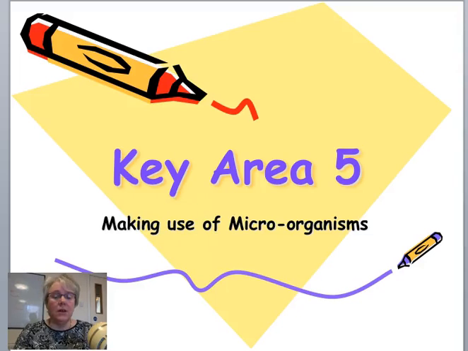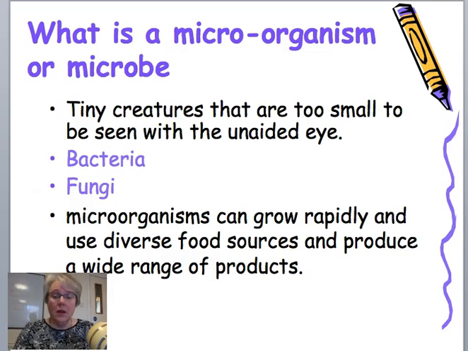Right, okay, we're going to have a look at this key area, which is making use of microorganisms. So this is key area 5 in your National 4 course. First of all, just having a look at what we mean by a microorganism or what we mean by a microbe, because sometimes we use that language as well. Well, we're talking about tiny organisms that are too small to be seen by the unaided eye, so you need to look down a microscope at them.